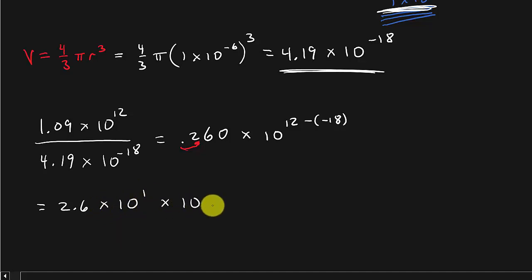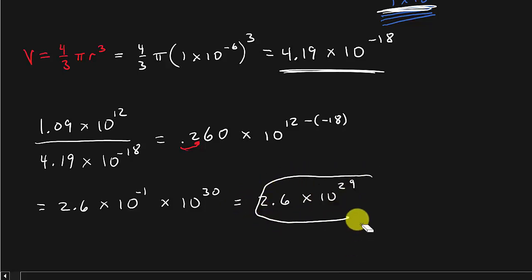Times 10 to the 30? And I'm sorry, this is actually not 1. That would actually be negative 1, wouldn't it? And so this is going to give me 2.6 times 10 to the 29th. And that's how many grains of sand.